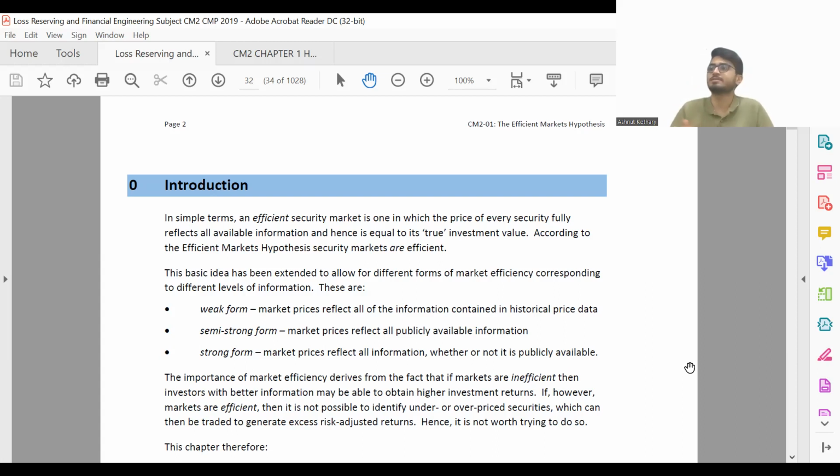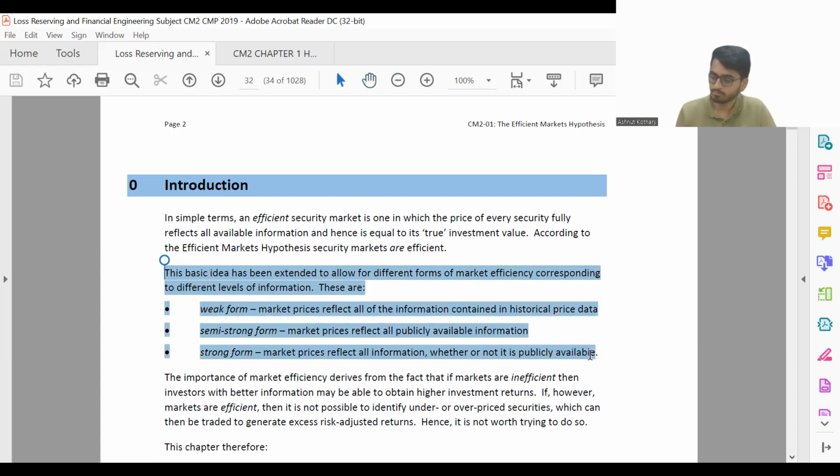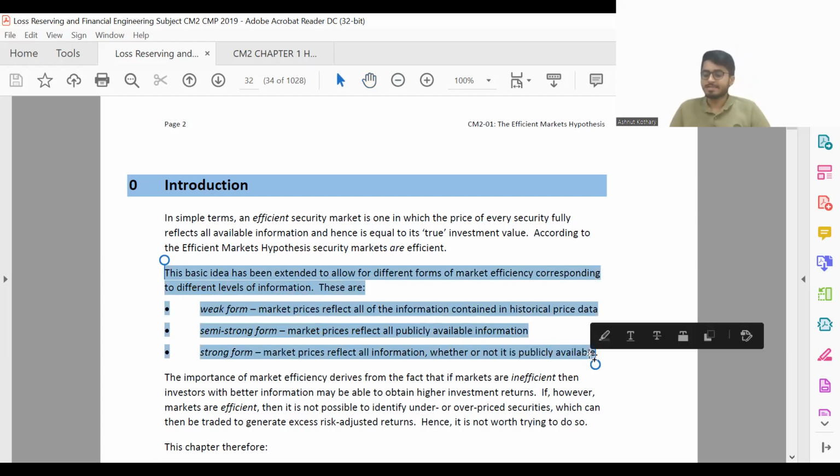Obviously, in reality, this isn't the case, and we will be seeing shortly how we go about testing this, what challenges we observe while testing, and so on. So according to the efficient market hypothesis, security markets are efficient. Now there are three forms of efficiency which we are going to look at. These are precisely the weak form, semi-strong form, and strong form.